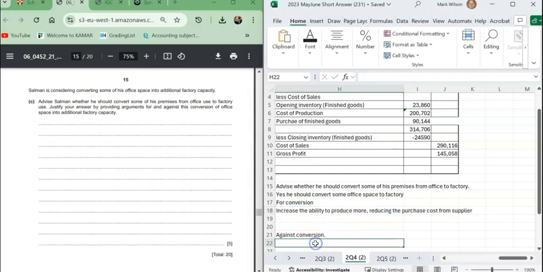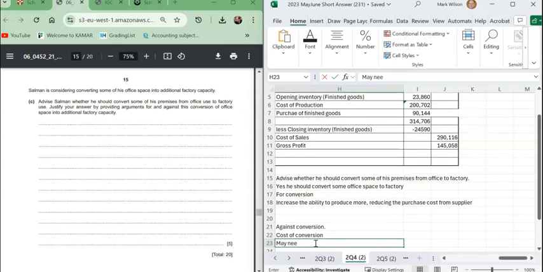Against: cost of conversion and may need the office space. Done, finished. Good. We'll see you for the next question when I'm getting through that manufacturing account.